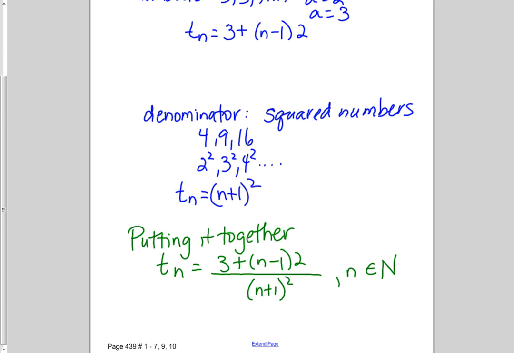Page 439 gives you some to wrestle through. Good to work with a friend.